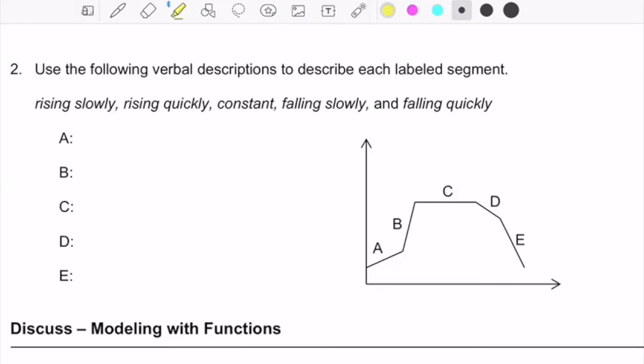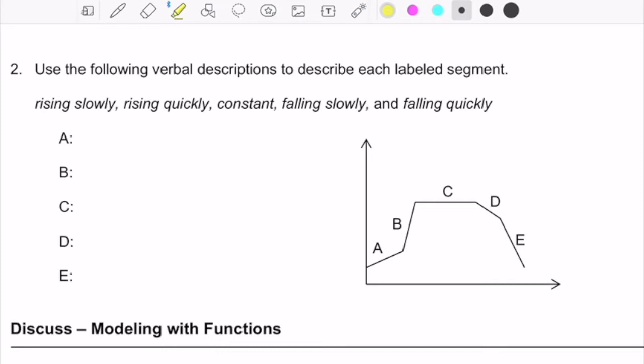In this next question, we're using the following verbal descriptions to describe each labeled segment of the graph. Notice on this graph our axes are not labeled and the situation is not defined, so we don't know what this graph represents, but we can still describe the slopes of the line segments. The steepness of each line segment indicates how quickly that portion of the graph is changing.